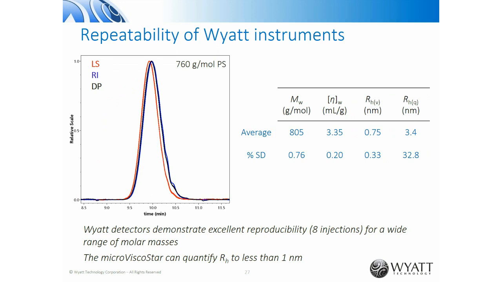And in this slide, we see the same thing, but with a lower molar mass sample, a 760 gram per mole polystyrene. And once again, you can see the very nice overlay of the 8 injections. And also you can see here the increased sensitivity of the ViscoStar in quantifying hydrodynamic radius. In this case, we can quantify it to less than 1 nanometer. And when compared to DLS, you can see the increased sensitivity even more clearly. The DLS value is definitely wrong. You're obviously not going to get a hydrodynamic radius of 3.4 nanometers for a 760 gram per mole sample.